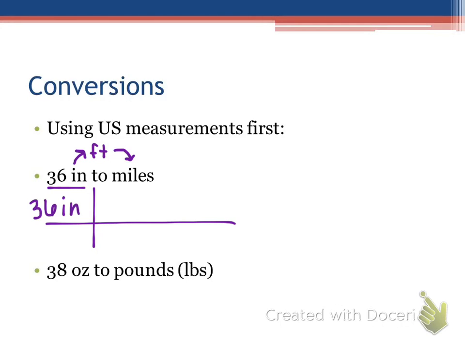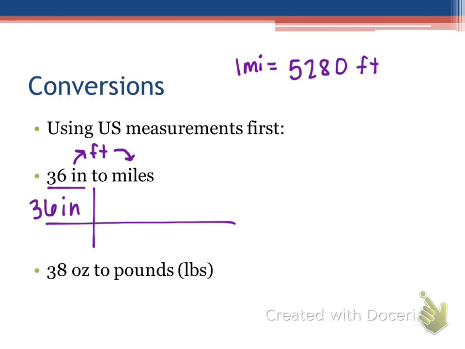Does anyone know how many feet are in a mile? Almost. One mile is 5,280 feet. If you don't have that memorized, you need to have that in your notes. Circle it or highlight it or something because you might use that pretty often. One mile equals 5,280 feet. So we know we need to go from inches to feet and feet to miles.